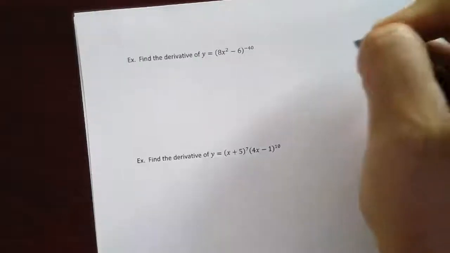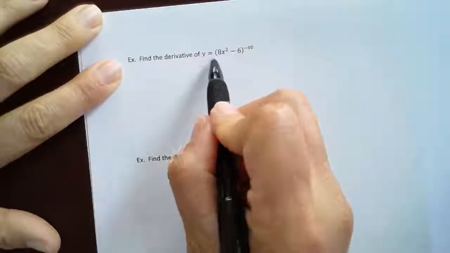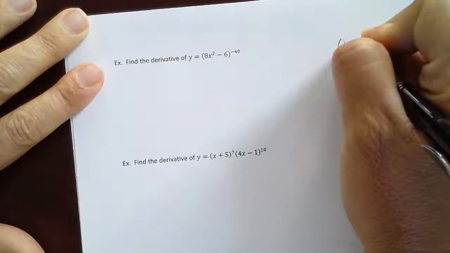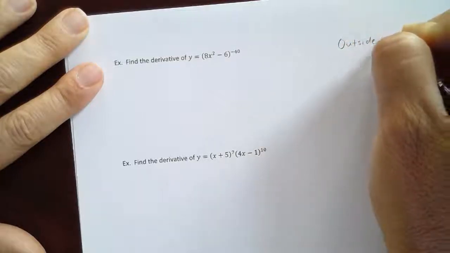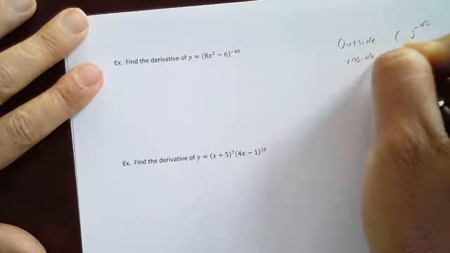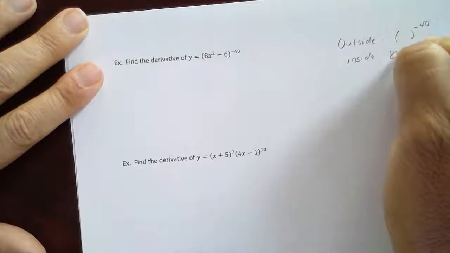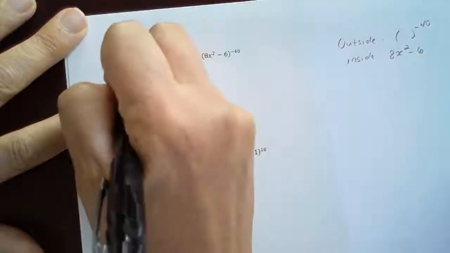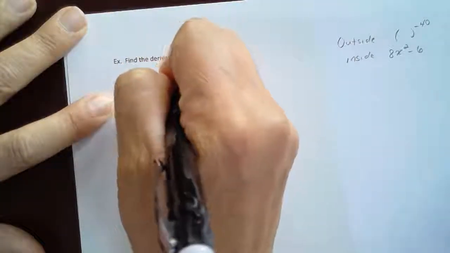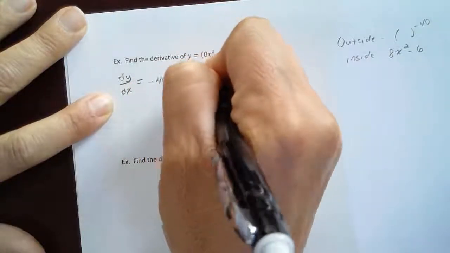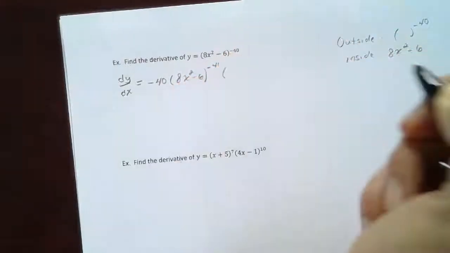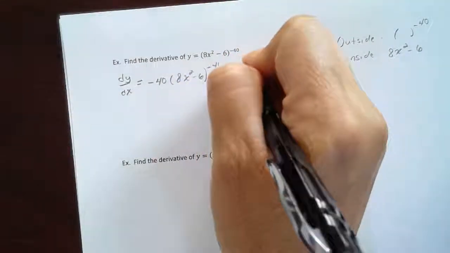Okay, we have additional examples here for y is equal to (8x squared minus 6) raised to the negative 40th power. Our outside function will be something raised to the negative 40th power, and our inside function will be 8x squared minus 6. So dy/dx will be equal to the derivative of the outside, so negative 40 times (8x squared minus 6) raised to the negative 40 minus 1, which is negative 41, times the derivative of the inside. The derivative of 8x squared minus 6 will be 16x.